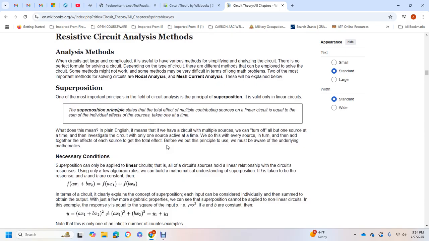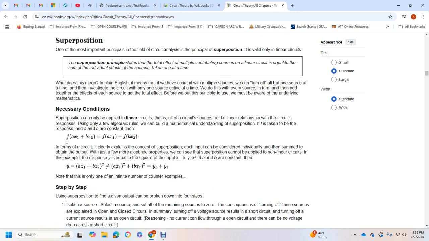It means that if we have a circuit with multiple sources, you can turn off all but one of the sources at a time, and then investigate the circuit with only one source active at a time. With every source in turn, the effects are added together to get the total effect. But when using the principle, you must be aware of the underlying mathematics.